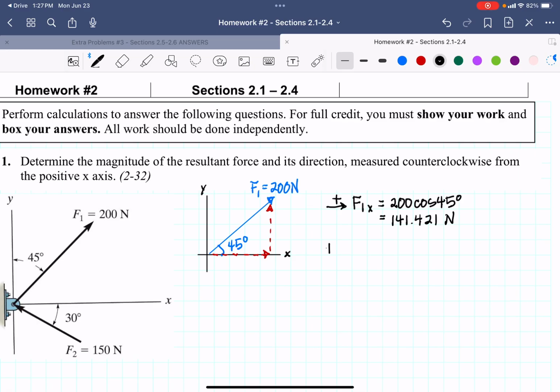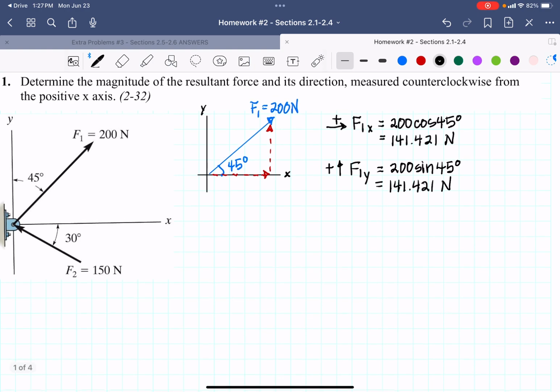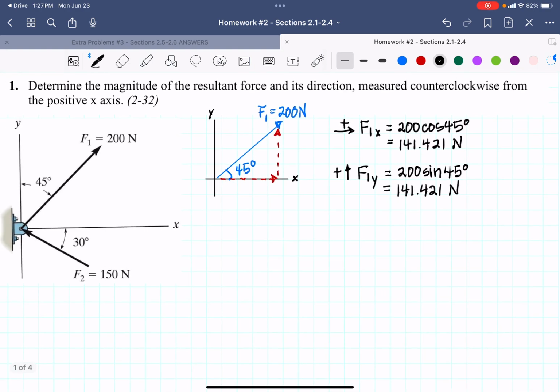And then my y component, it is going up, so it is also going to be positive, because I said up was positive. It's going to be 200, and this time it's the opposite side from the angle, so it's going to be the sine of 45 degrees, which also equals 141.421 newtons. You have to be careful with this second force because it kind of shows you in a direction, makes it a little confusing.